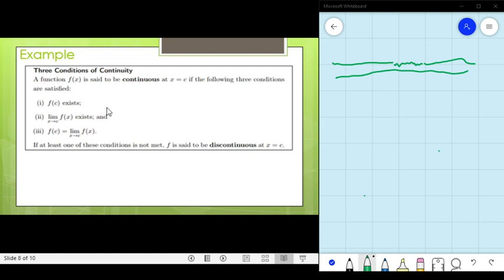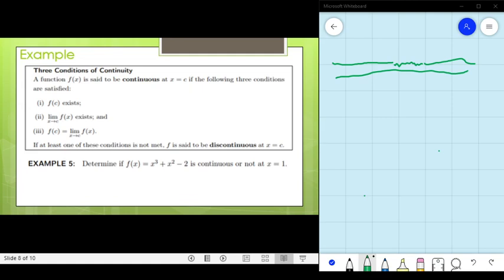Then after that, you are going to compare f of c and the limit of f of x as x approaches c. If they are equal, so f of c is equal to the limit of f of x as x approaches c. So if these three conditions are met, we can say that the function is continuous. Okay, so let us try. We will not draw the graph but test the three conditions.